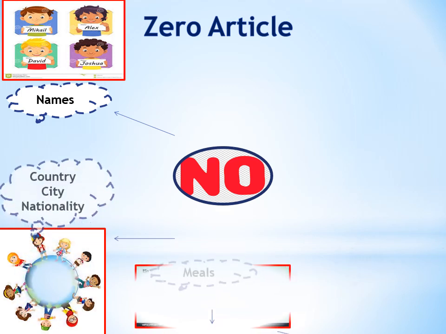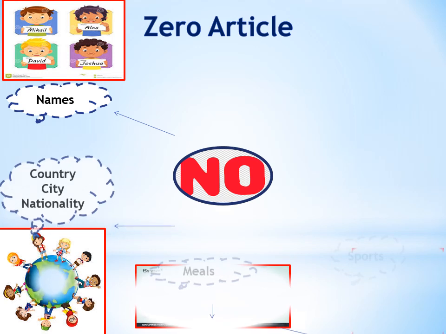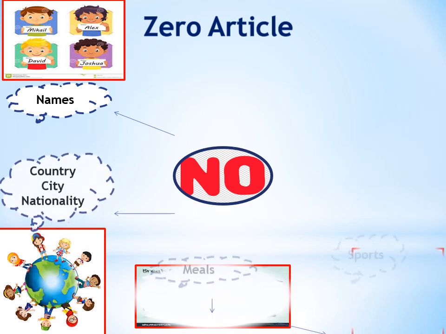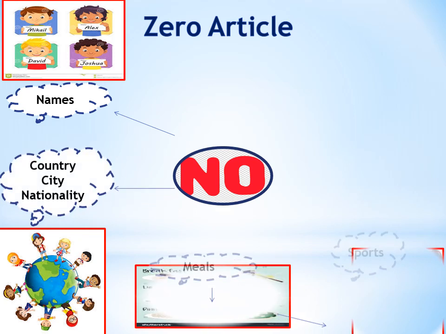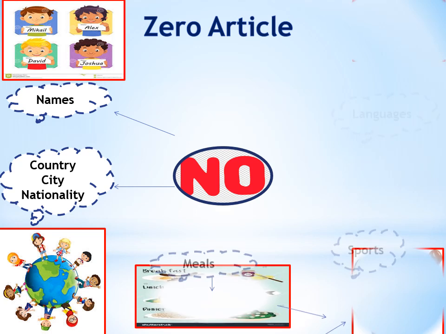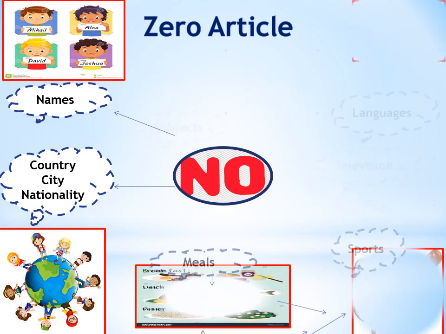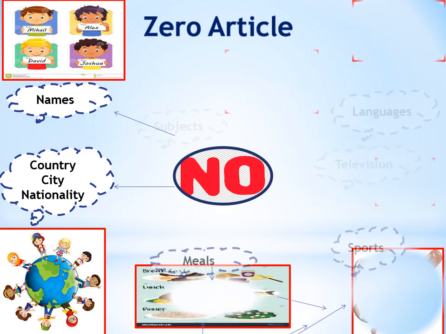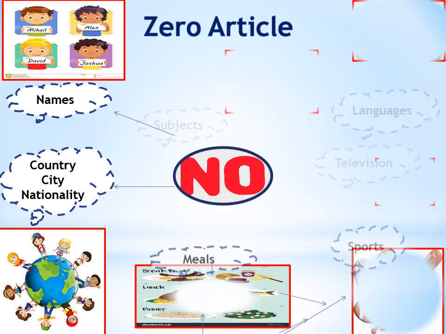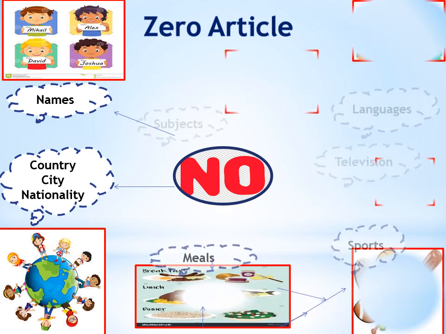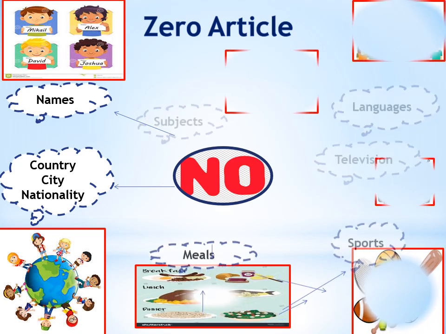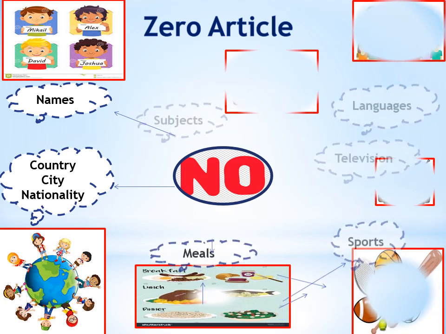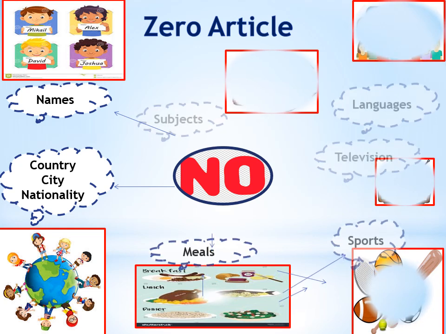Also, names of countries, cities, or nationalities, they don't take that before them. We say, I live in Paris. We don't say, I live in a Paris or in an Paris or in the Paris. I live in Egypt. Not I live in an Egypt or the Egypt or a Egypt. I say I am Egyptian, not I am the Egyptian, I am an Egyptian, I am a Egyptian.